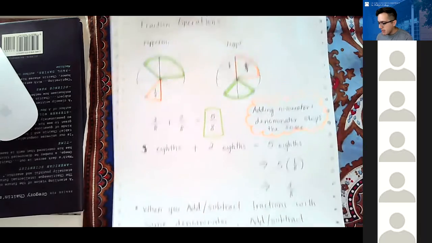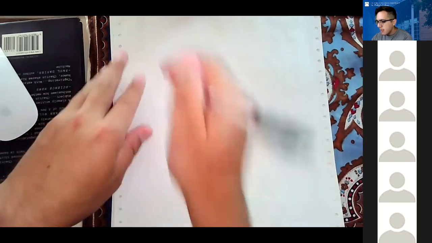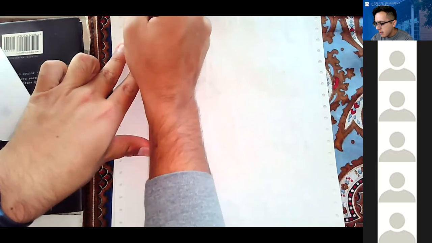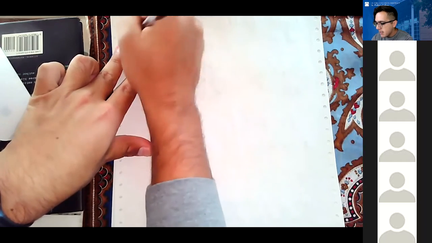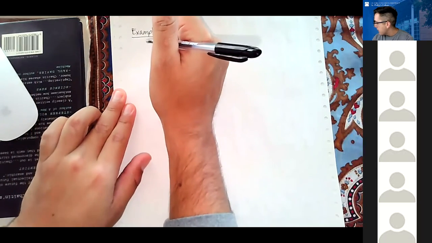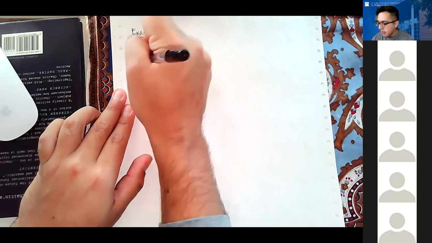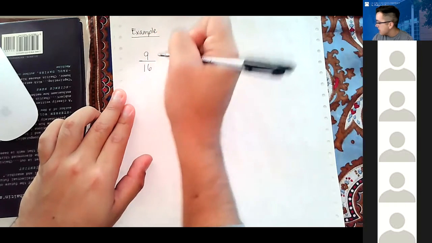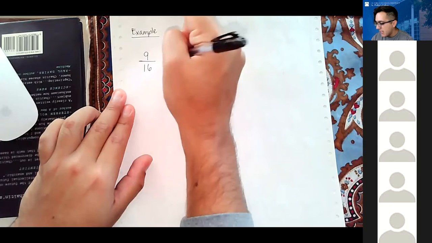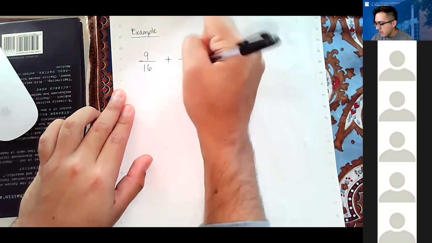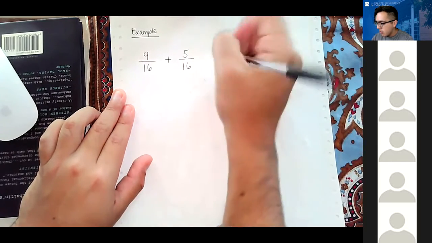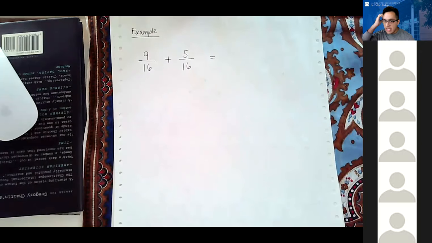Okay, so let's do some examples. Let's say that I had a pizza and it was cut into 16 slices, and I took 9 of those pieces, so 9/16, and I wanted to add that to 5/16. What should I get if I add these 2 fractions together?